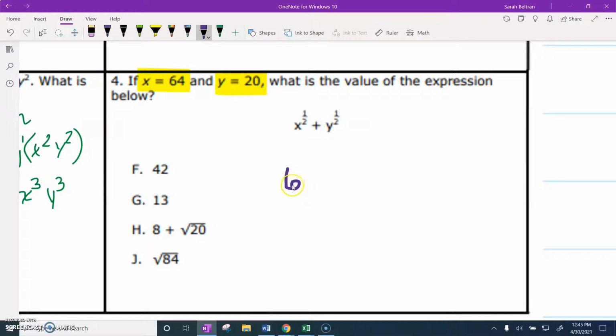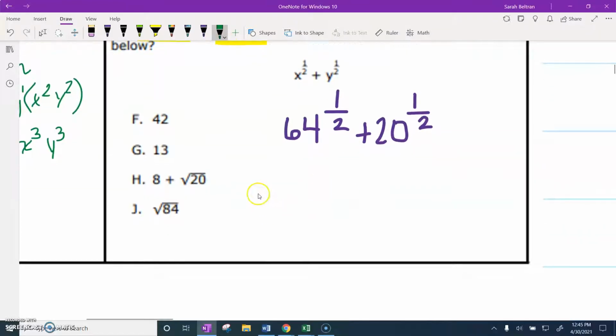So now that you've had a minute to try and solve this, 64 to the 1/2 power plus 20 to the 1/2 power. It's been a long time, but remember, if we have a 1/2 power, what that means is you are taking the square root, the normal little square root. So it looks like this. Now there's different roots. That's why I'm putting the 2 here. You could do a cube root with a 3 or a 4, but it's only the second root. So I'll just do the square root symbol. All right, square root of 20.